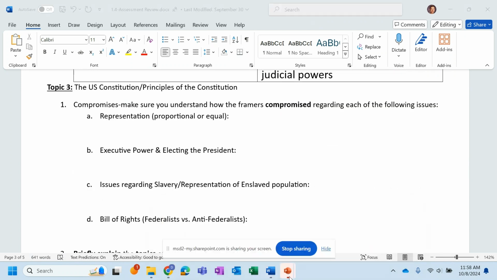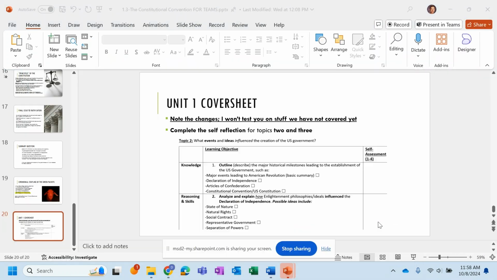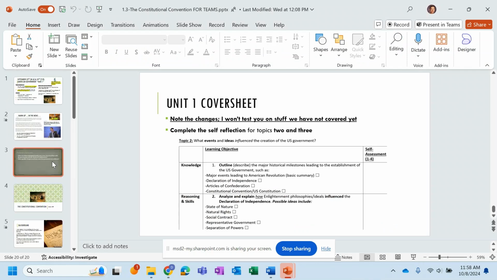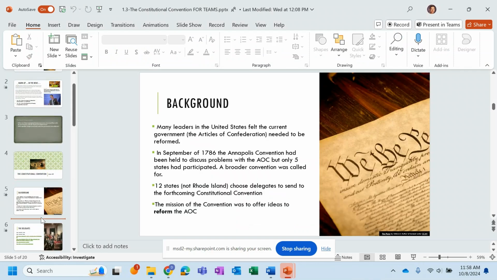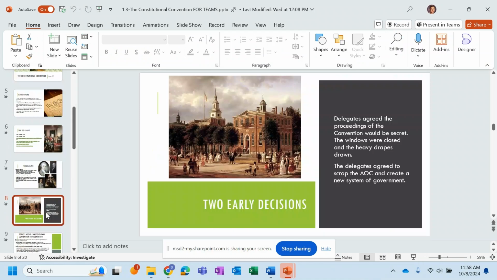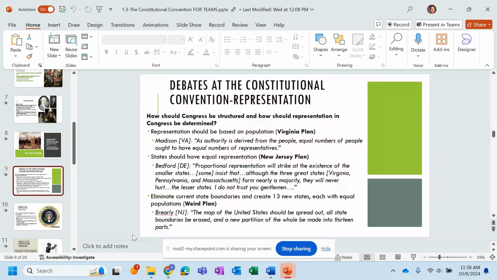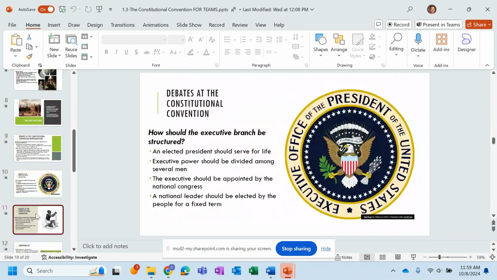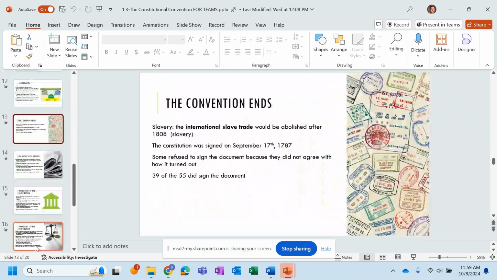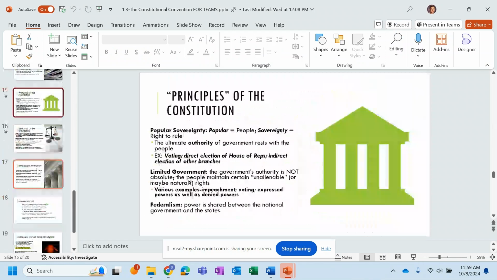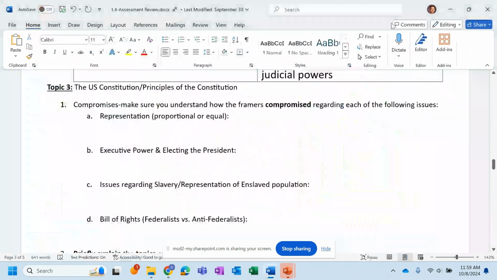Compromises, you need to know these. There's a nice slideshow about all of these. It's called the Constitutional Convention. It goes through not only the background and the compromises that they go through related to these different issues, but it also talks about some of the principles of the Constitution as well. So check that out in Teams. I made a Teams version.